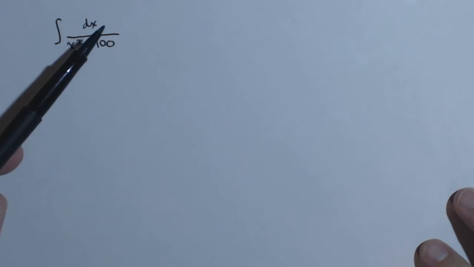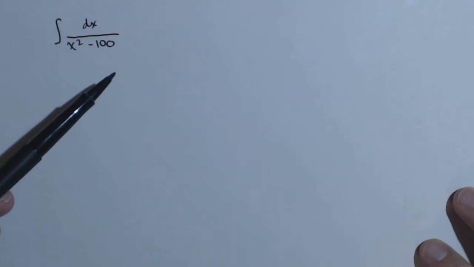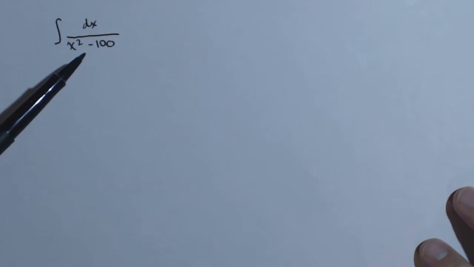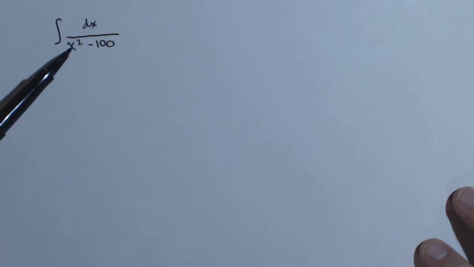So in this video, we've got dx over x squared minus 100. First thought might be a u-sub, but we would need an x in the numerator. Integration by parts might be a bit tricky. Trig sub may not be necessary, although we could do one.